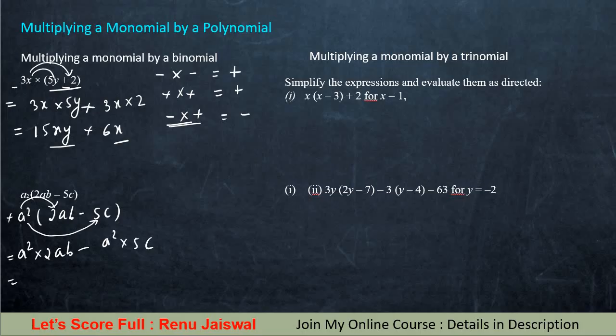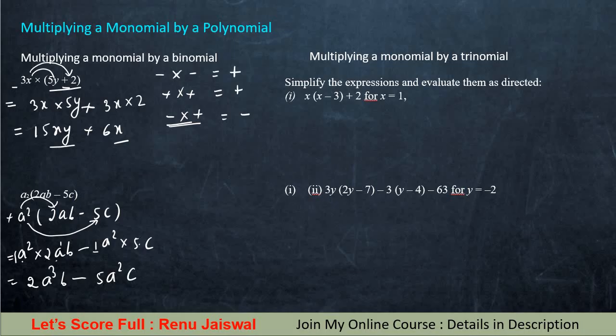There is no coefficient, means 1. So 1 into 2 is 2. Base is the same, so add powers: 2 here and nothing, means 1 here. So a cube and b. Here no other coefficient, only 5. Here is 1. So 5a square c. This is the answer.